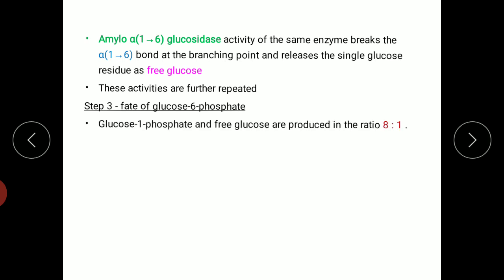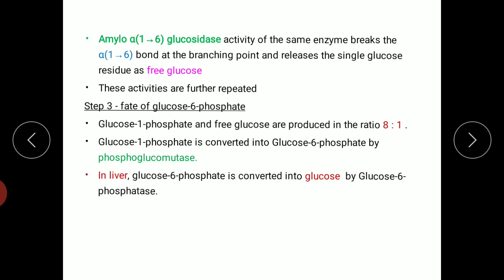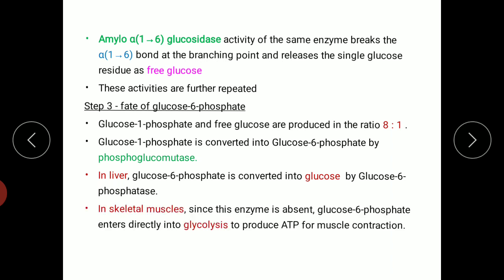The formation of glucose 1 phosphate and free glucose occurs in the ratio 8:1. Glucose 1 phosphate is now converted into glucose 6 phosphate by phosphoglucomutase. In liver, it is converted into glucose by glucose 6 phosphatase enzyme. Since this enzyme is absent in skeletal muscles, glucose 6 phosphate directly enters into glycolysis and produces ATP for muscle contraction.